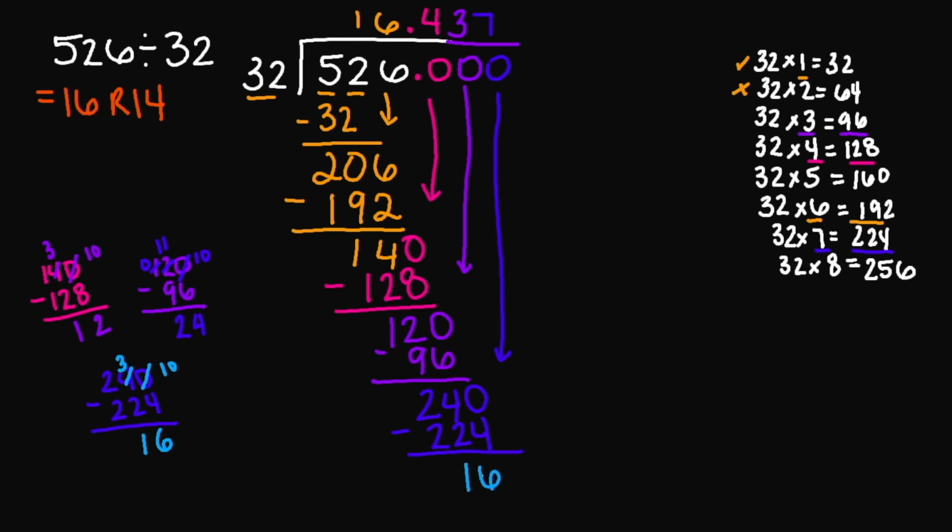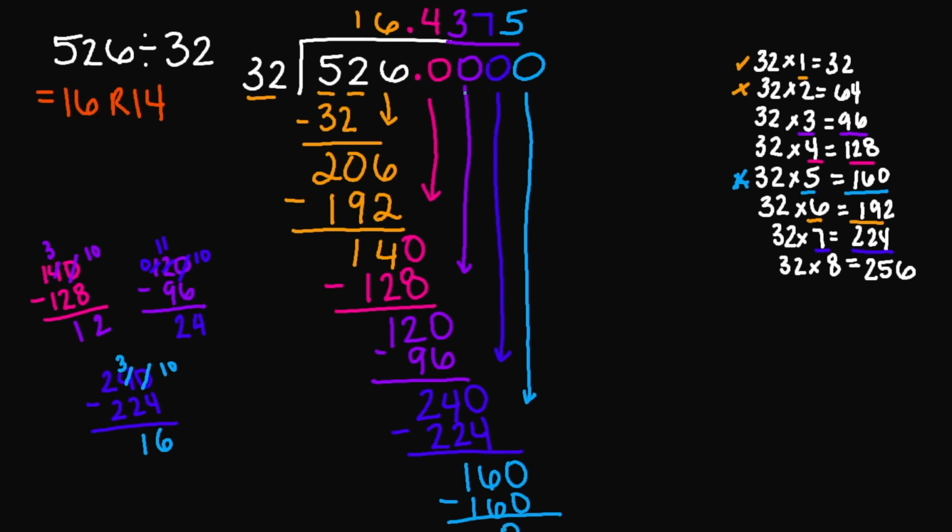32 goes into 16 now, how many times? It doesn't go, it's too small. So I'm going to bring down another 0. 32 goes into 160 now, how many times? Yay, we found it. So 32 times 5 is 160. That's perfect. So I'm going to write a 5 up here. 32 times 5 is 160. 160 minus 160 is 0.